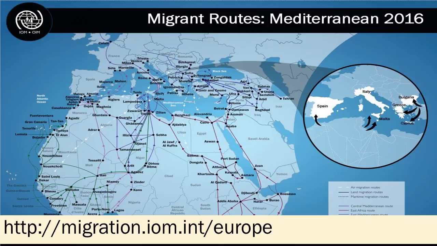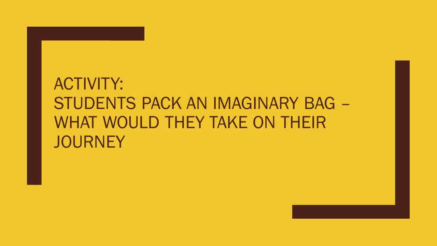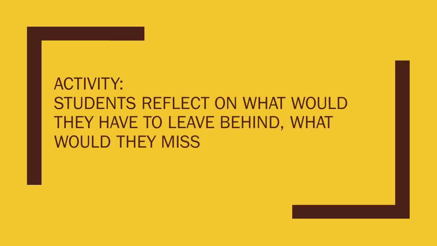Then you can start an activity and make your students or pupils pack an imaginary bag. Let them imagine that there was an earthquake, fire, flood, or another natural catastrophe, and within 10 minutes they have to put 10 important things in their bag. What would they take? And then you can go on and say, if it was war and you had to leave because of bombs, what would you have to leave at home? Your friends, your house, your school. You can let them make a list and start a discussion about it.